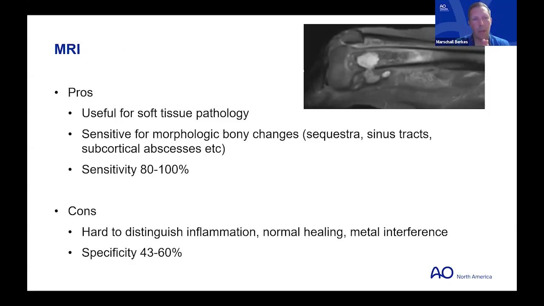MRI, again, is useful to look at the soft tissue. It's pretty sensitive in terms of demonstrating morphologic bone changes. Not specific per se, but sensitive just in terms of showing the expanse of involvement, inflammation of the bone, also the nature of the tissue in terms of necrotic bone, sinus tracts, subcortical abscesses, et cetera. So something to consider in your workup.